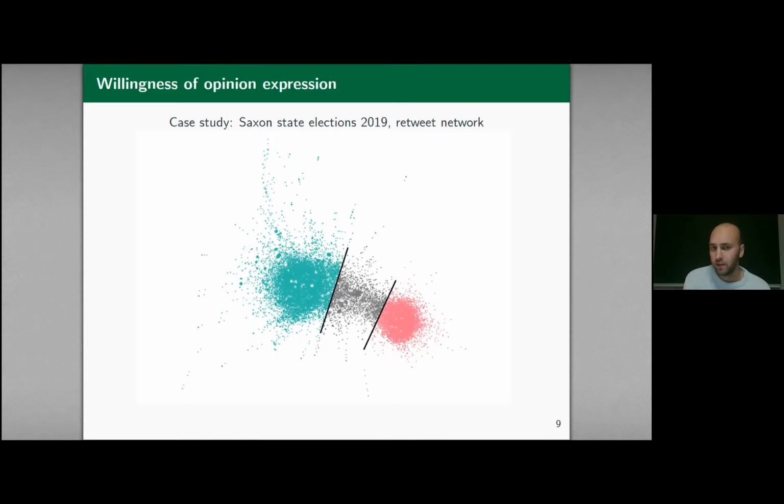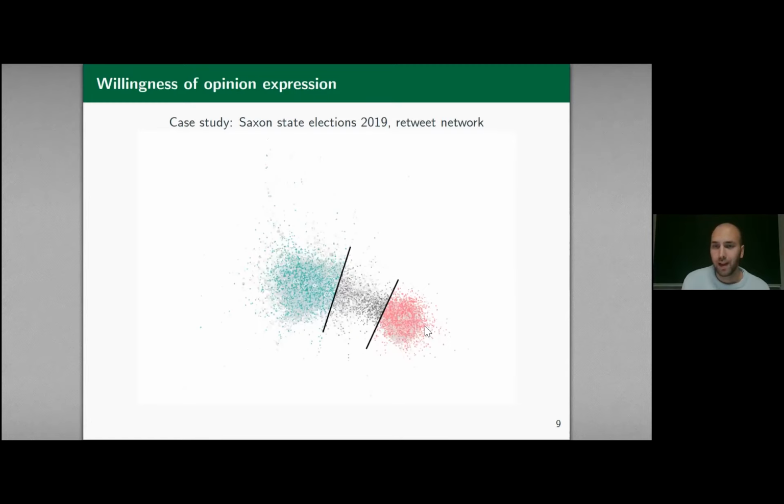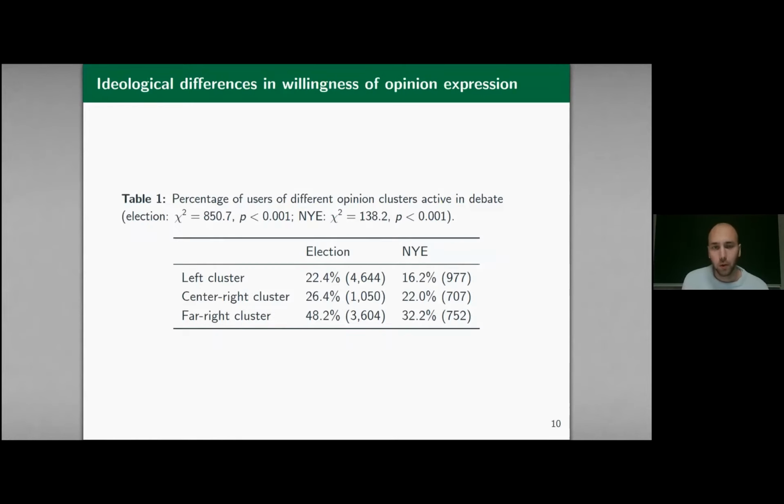And with this background information here of the opinion distribution, if you may, we checked who of these users is actually engaging in debate. And I will now blur out all the users that are not engaged in debate. And all of a sudden you see this majority doesn't really look that much like a majority anymore. And so you can see the differences here in willingness of opinion expression. You can also quantify this. We did this with the election data set and also another one, where you see that the left cluster was only half as probable to get involved in the debate than the far-right cluster, which resulted in a lot of visibility for this cluster.